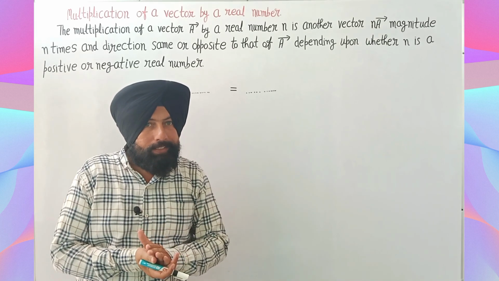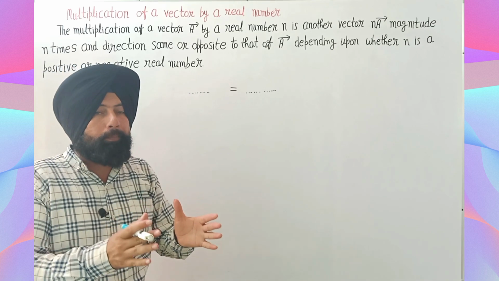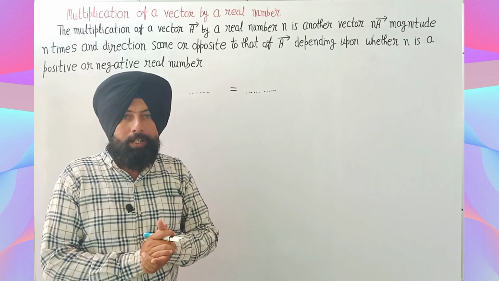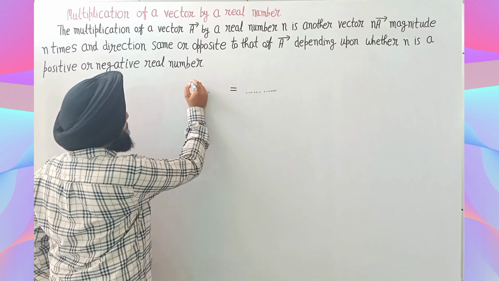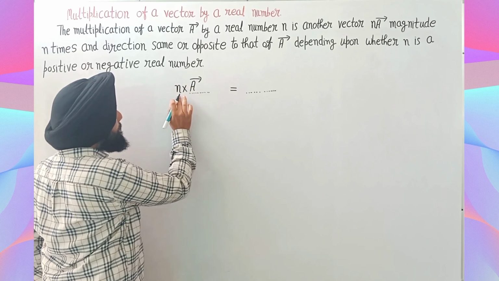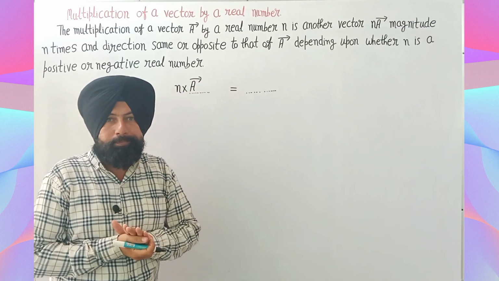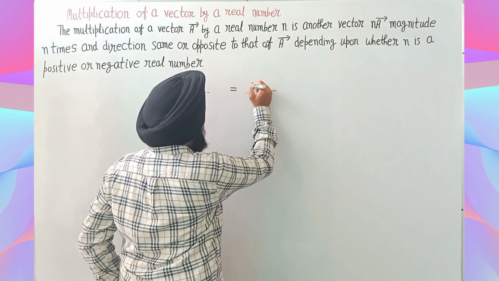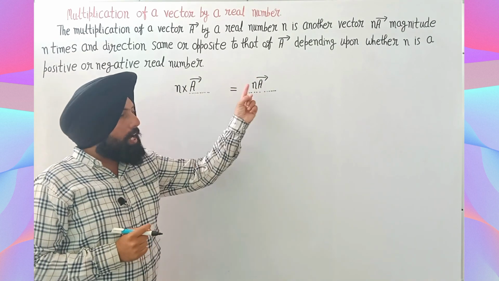What it means, students, is that when we multiply a vector by a real number, its magnitude changes. For example, this is a vector A. I am multiplying it with a real number n. Now its magnitude is n times, that means nA vector. Now this is another vector.